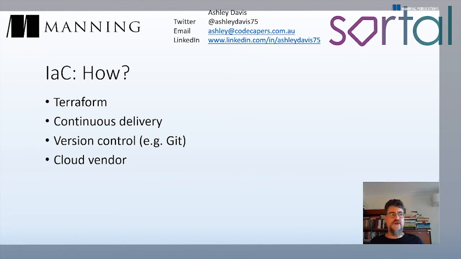We'd like to have our infrastructure defined in code so that we can put it on automatic in a continuous delivery pipeline. And for that, we need to trigger it using a version control system. Of course, I'm going to be using Git. That's the modern industry standard for version control. All that we need to do now is choose a cloud vendor. I'm going to be using Azure. I'll tell you more about that in a second.